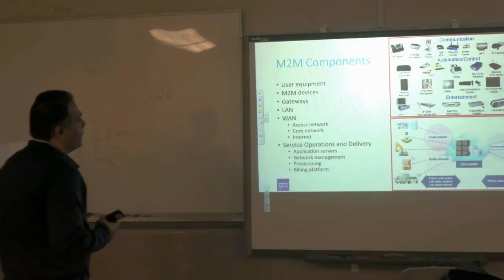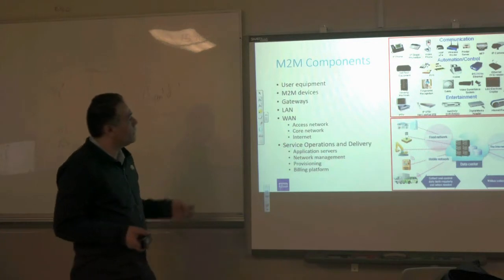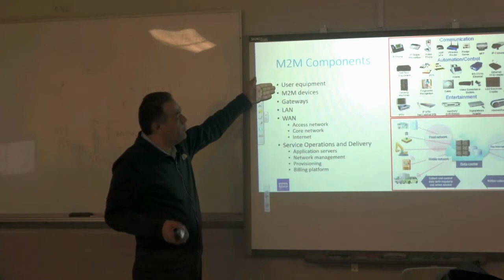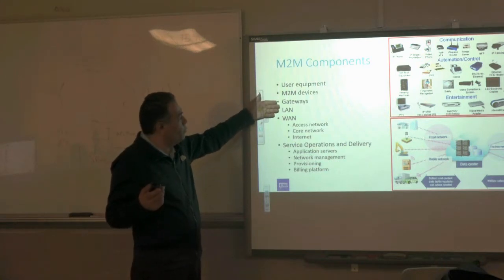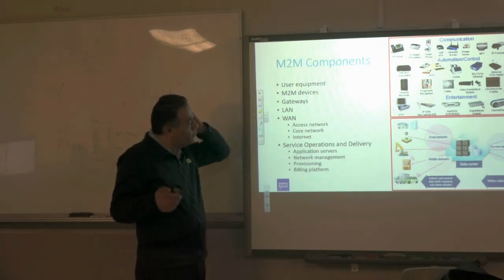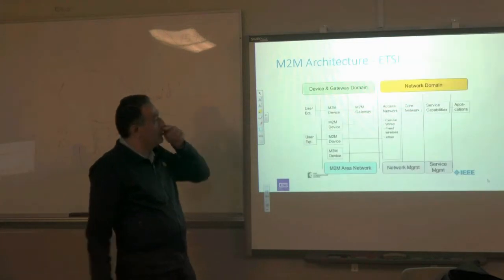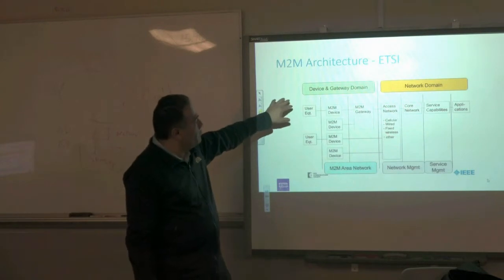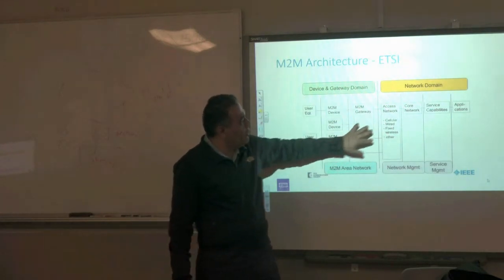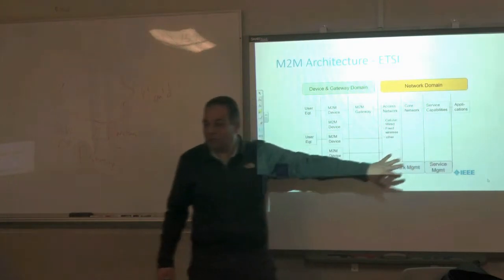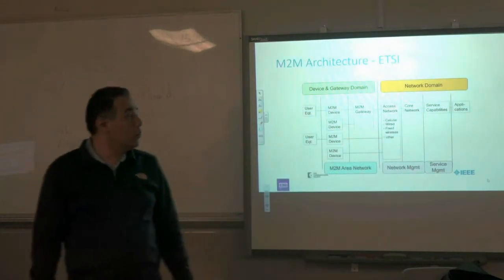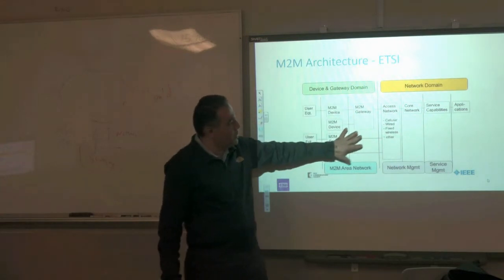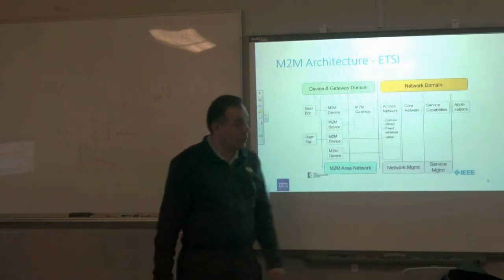So you have to know the components: user equipment, M2M devices, gateways, LANs, WANs, service operations, and delivering. You have the device and gateway domain, and you have the network domain. We'll talk about it later in different lectures. The network domain, because once the data goes out from your device, it's going to go to the network domain.